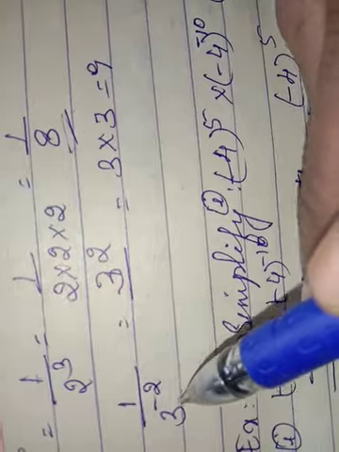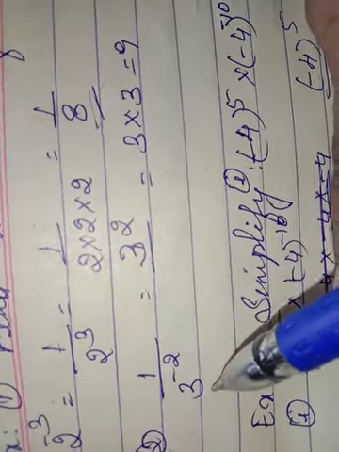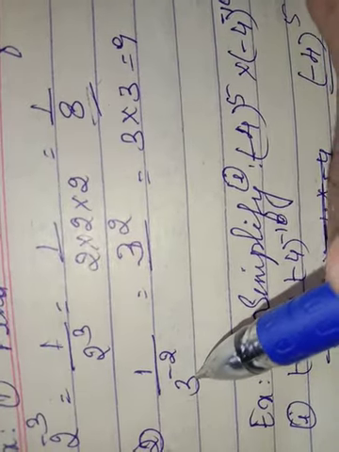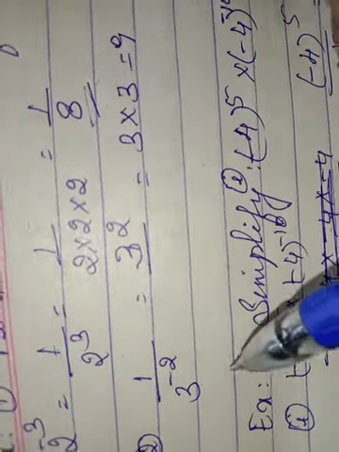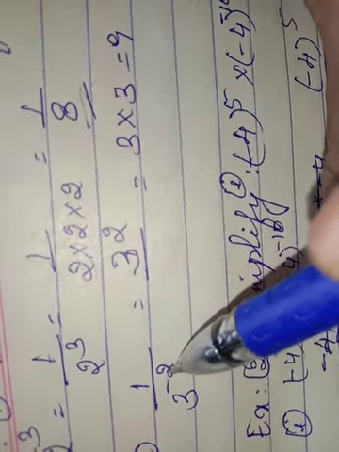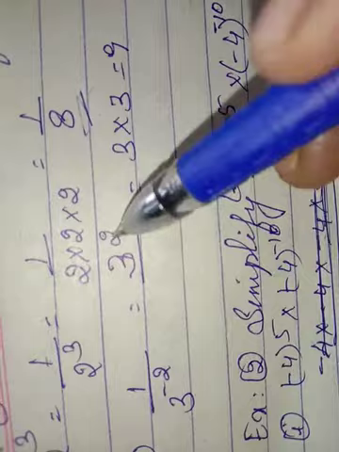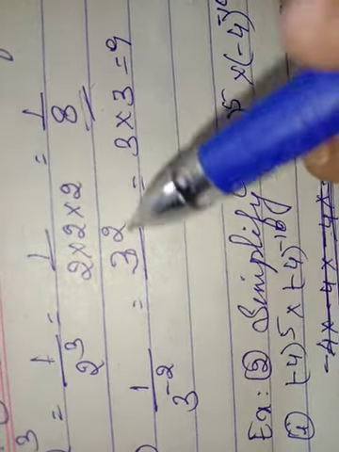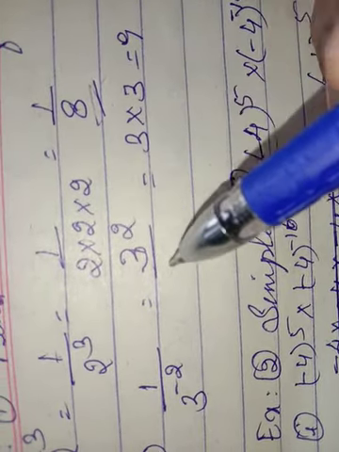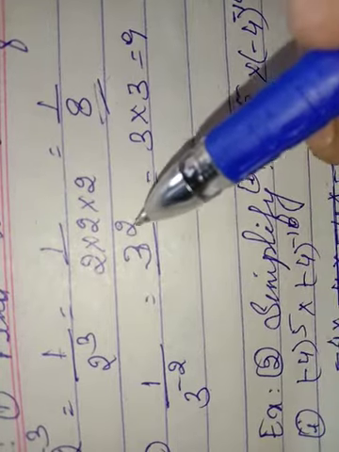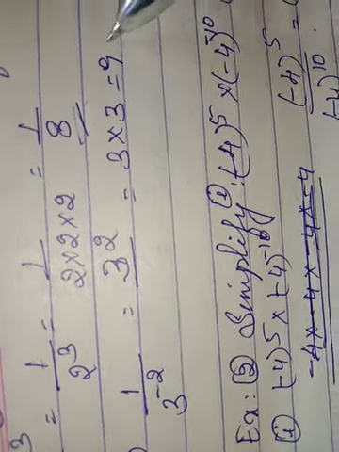Then 1 by 3 to the power minus 2. See here, it is in the denominator. You can take it to the numerator by changing the sign. If a negative sign is there, it becomes positive; if a positive sign is there, it becomes negative. Okay, children. So 3 to the power 2 is equal to 3 into 3, which is equal to 9.